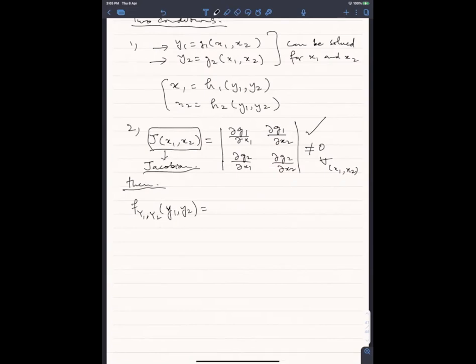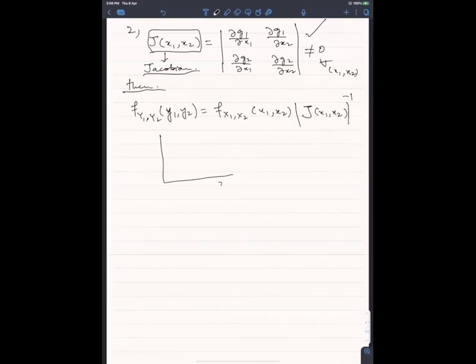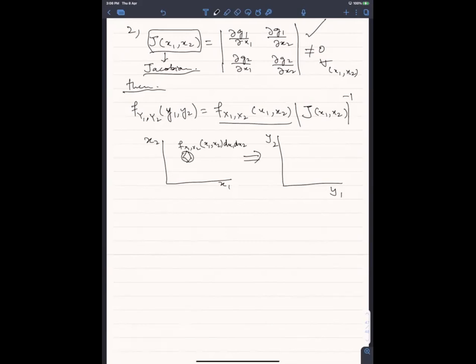So f(y1, y2) would be equal to f(x1, x2) into |J(x1, x2)| inverse, the magnitude inverse. So simply, you were in the x1 x2 axis, and you have to transform it onto the y1 y2 axis. Here you have a point, whose probability in the x1 x2 form is f(x1, x2) dx1 dx2. This is a small point whose probability we have written in terms of f(x1, x2).